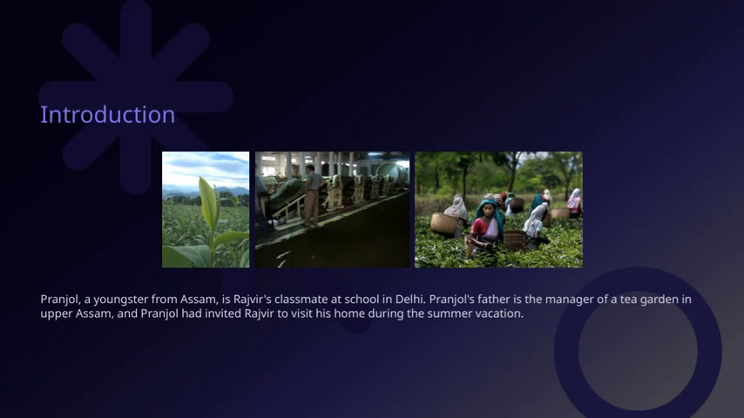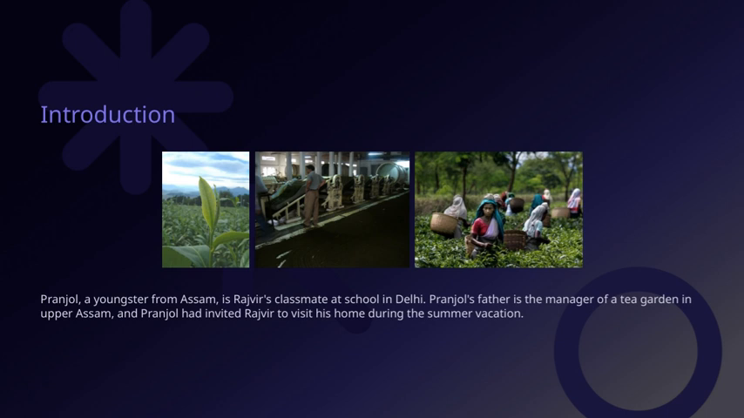So let me tell you about Pranjal. He's a young boy from Assam, which is a northeastern state in India. He's actually a classmate of Rajveer at school in Delhi. Pranjal's background is quite interesting. His father manages a tea garden in Upper Assam, an area famous for its lush tea plantations.